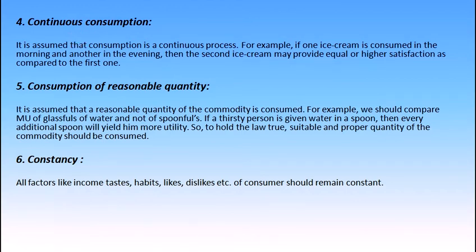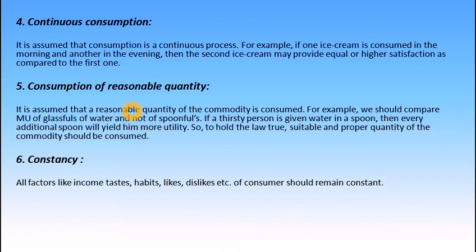Okay, so next is consumption of reasonable quantity. The quantities that you are consuming should be of reasonable size. It should not be too small or too big. The example given is that instead of a glass of water, you are consuming a spoonful of water. With a spoonful of water, the marginal utility will not decrease or decline. Why? Because when you're consuming the first spoon of water, the second spoon, the third spoon, what is happening?